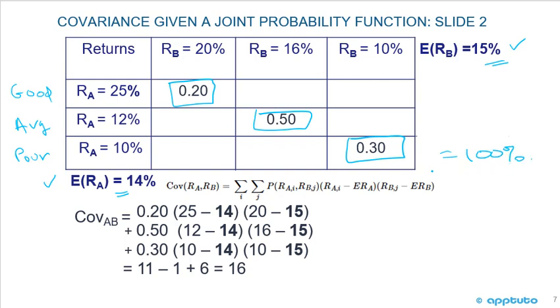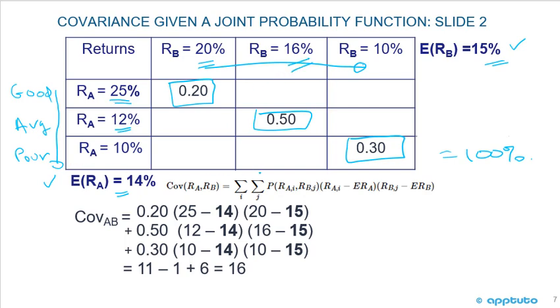So then what we did is we have our returns for company A on the rows, and we have our returns for company B on the columns, okay? So remember, if the economy was good, the return was going to be 25% for company A, and it was going to be 20% for company B, 20% probability. If the economy was going to be average, 0.5, the return for company A was going to be 12%, and the return for company B was going to be 16%.